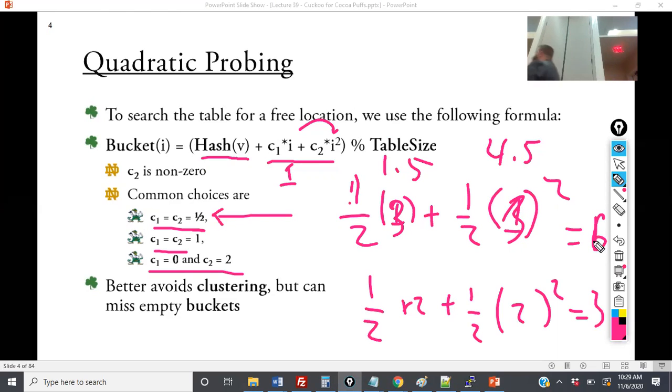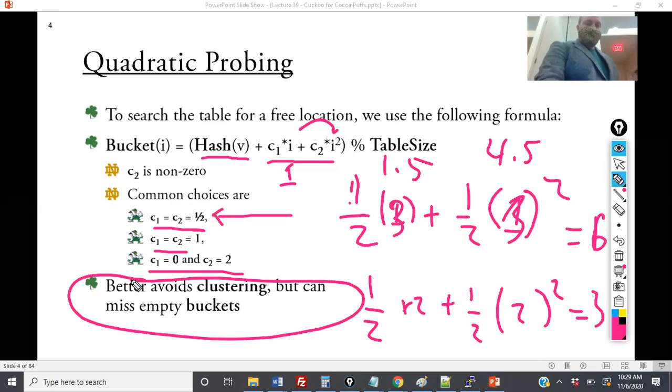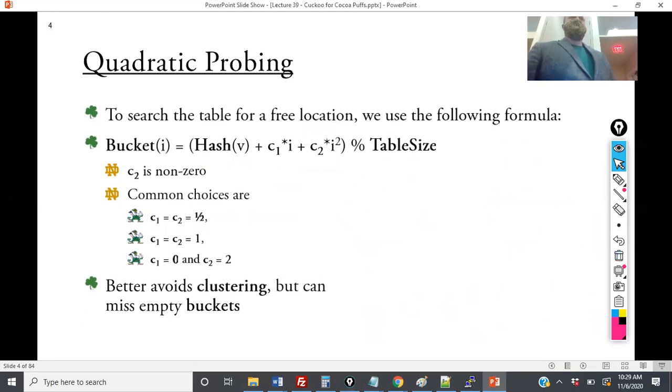In every single iteration, the way those variables are chosen ensures that we will get a whole number at the end when we calculate it out. Therefore, we are able to obtain a deterministic relationship with the element in the hash. This is better than double hashing at avoiding clustering, but it can miss empty buckets. Linear probing is the opposite: it doesn't miss empty buckets, but it is susceptible to clustering.